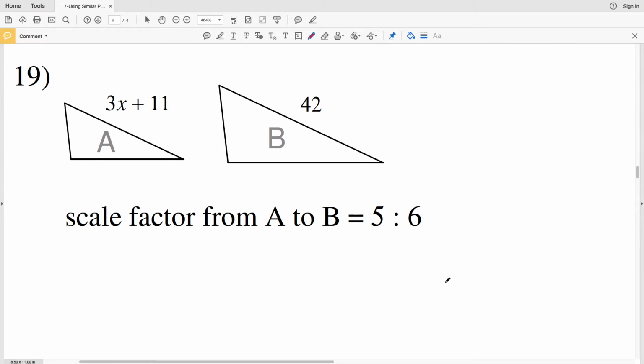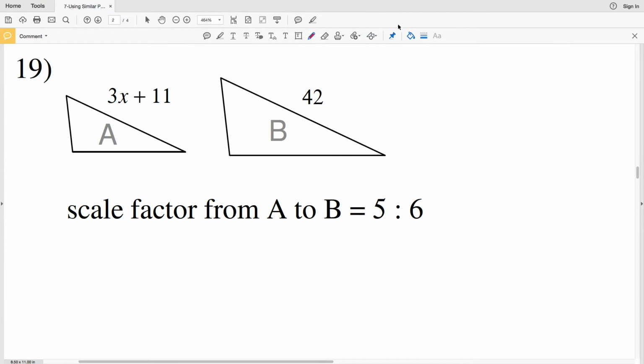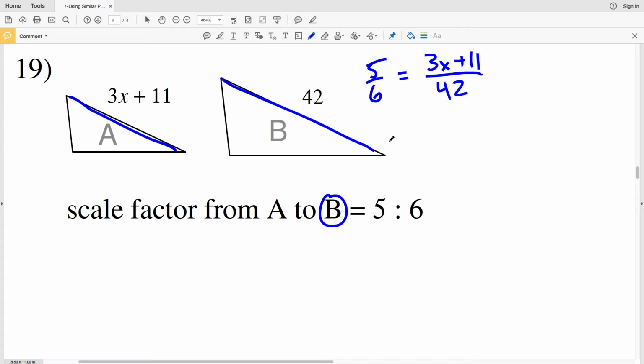In number 19, I'm going to be using a scale factor. And remember, the scale factor is the ratio from one side length to the corresponding side length on the other figure. So 5/6 is going to be equal to the side length on A to the side length of B. So 3x plus 11 over 42. Cross multiplying, 5 times 42 equals 6 times 3x plus 11.